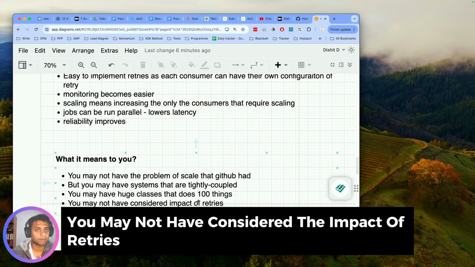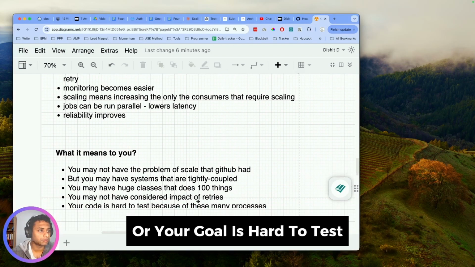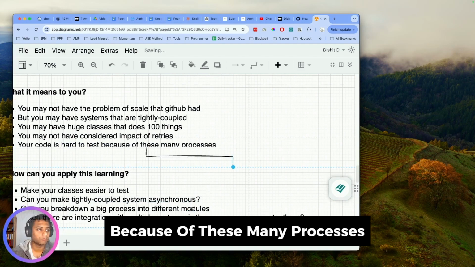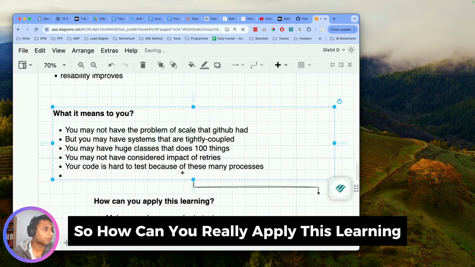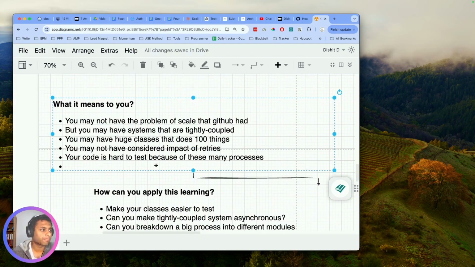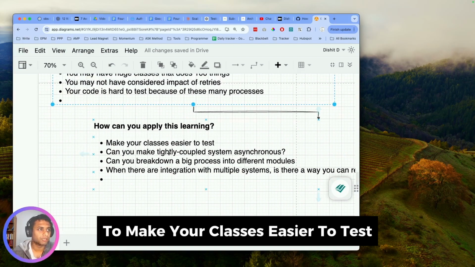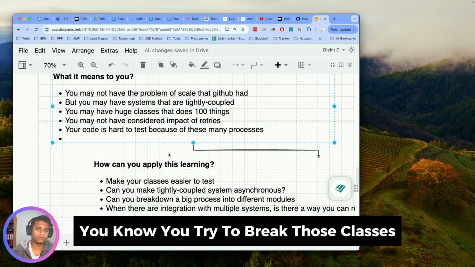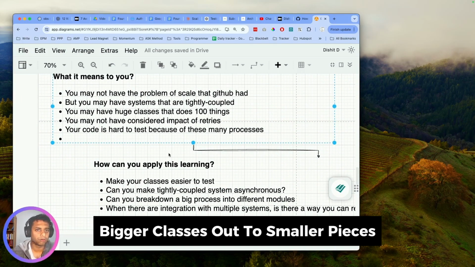You may not have considered the impact of retries, or your code is hard to test because of these many processes. So, how can you really apply this learning? Make your classes easier to test. Try to break those bigger classes out into smaller pieces.